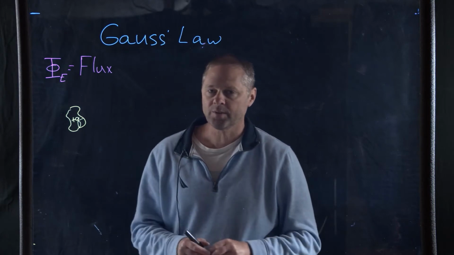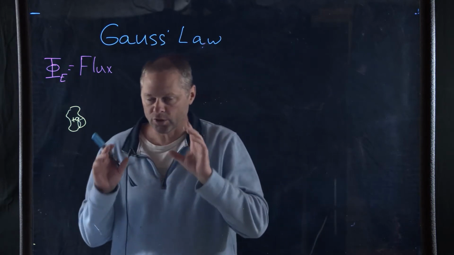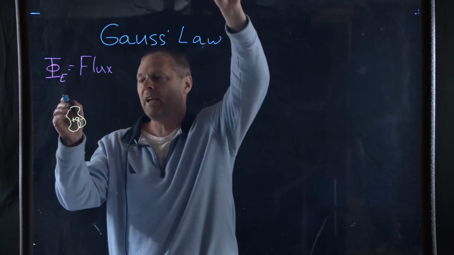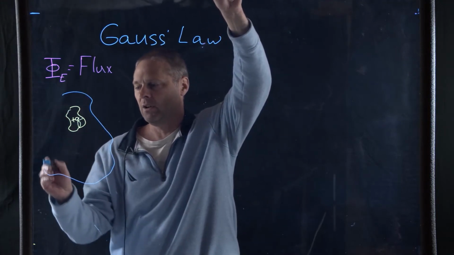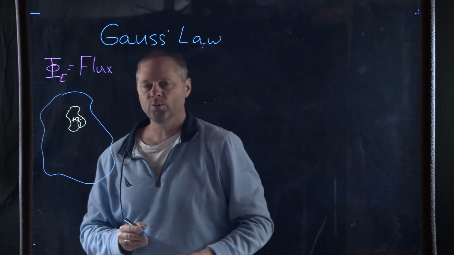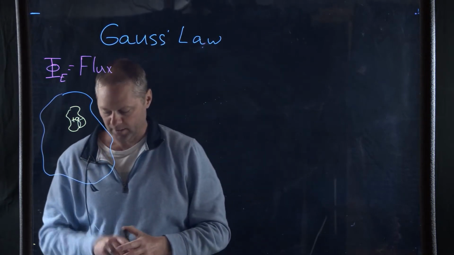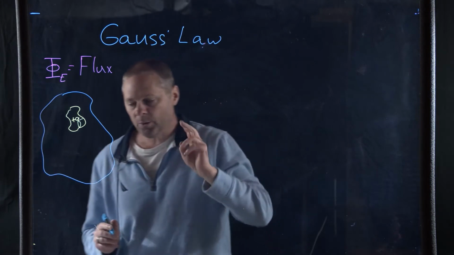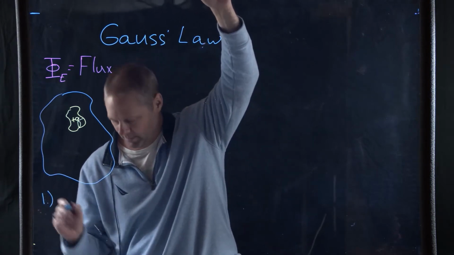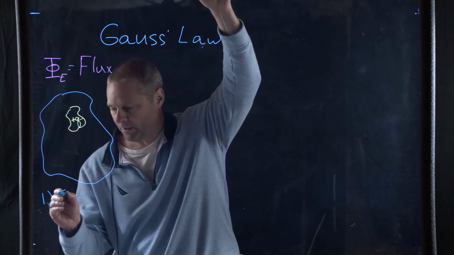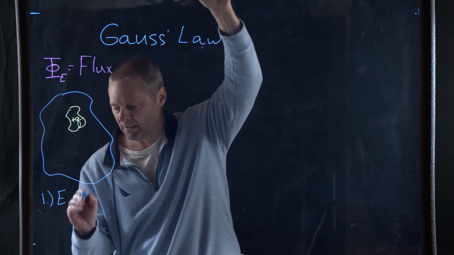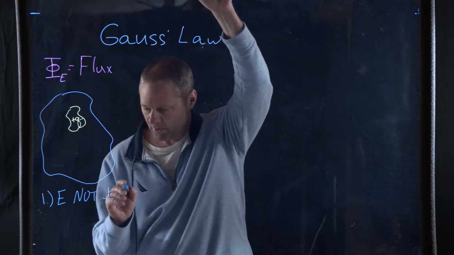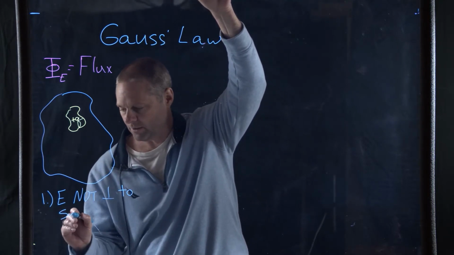Previously we've seen where the surface that surrounds the charge has to be circular. That's not the case now. We can choose any surface we want to encapsulate this distribution of charges. A few things occur because of this. One is that the electric field does not have to be perpendicular to the surface.